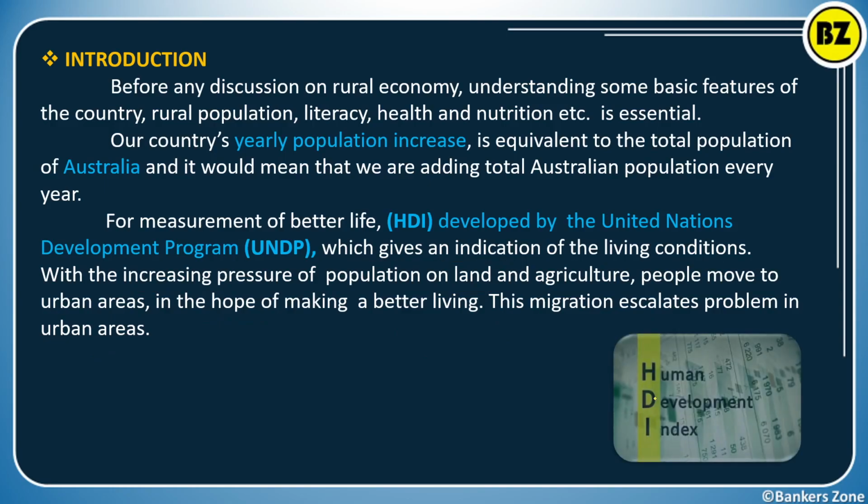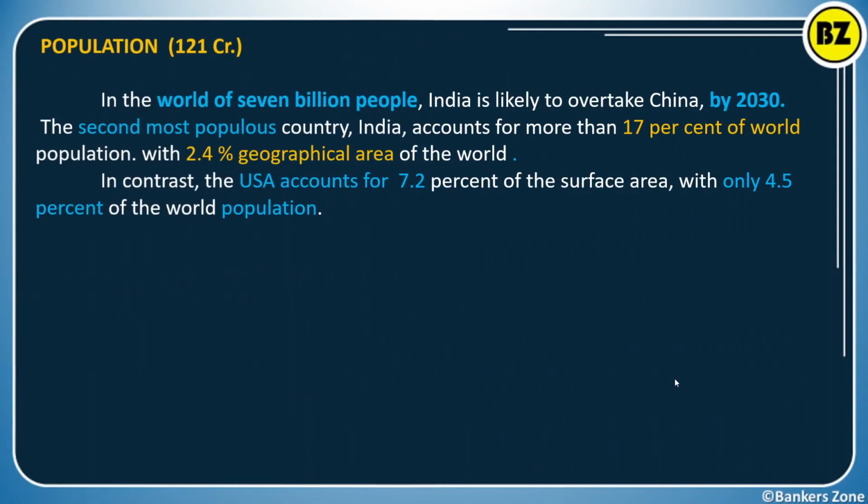Okay, so now see further, what do you mean by population and what are the statistics of the population in India, that we have to discuss. Okay, so population means what? Simply the number of people, right? So in India we are having around 121 crores of population. Okay, so see, in the world we are having 7 billion people. India is likely to overtake China by 2030.